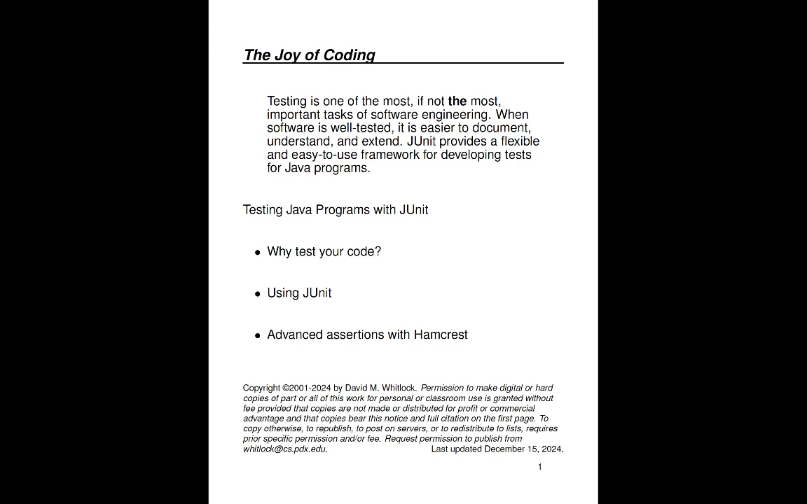Software testing stands out as one of the most, if not the most, important tasks when you're doing software engineering. When your software is well tested, it's easier to document, it's easier to understand, and easier to extend. For many years, the JUnit framework has provided Java developers with a flexible and easy-to-use set of tools for developing tests for Java programs. We're going to talk about several aspects of testing Java programs with JUnit.